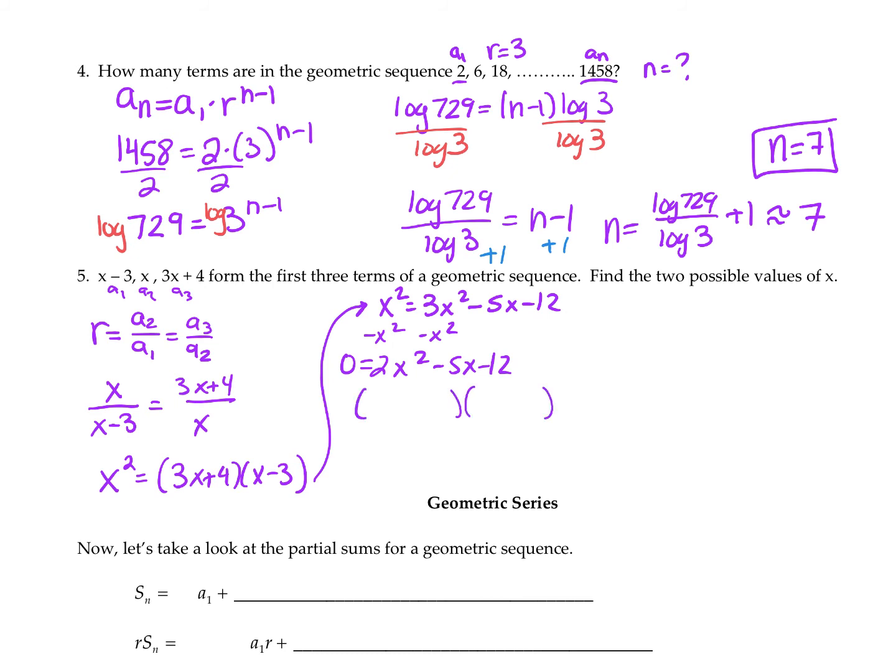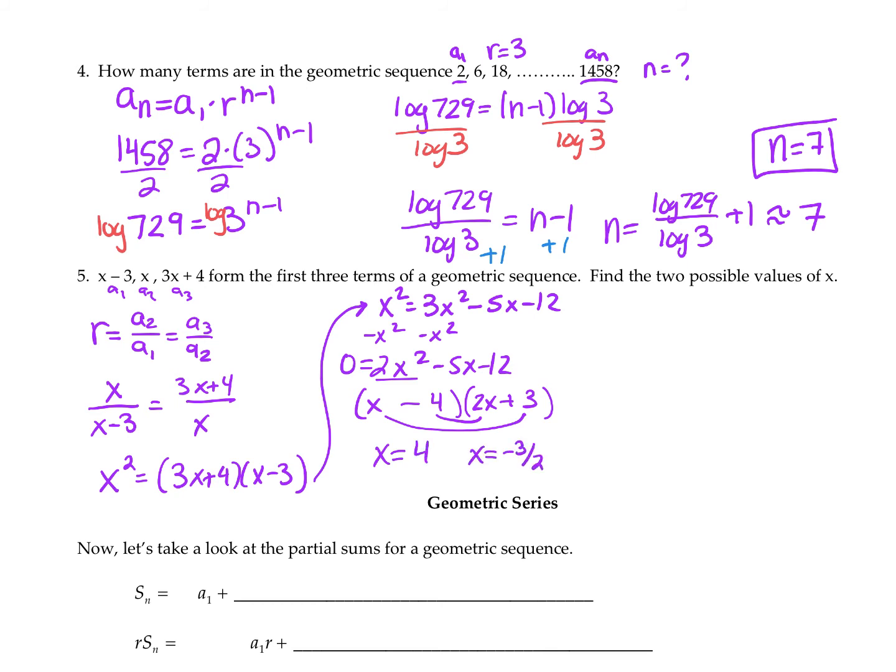So I need to factor this. So if I have 2x squared, I know that my first two terms have to be x and 2x. Now I have to think about things that multiply to negative 12, and then I have to check it to make sure my insides add to negative 5. So let's try -4 and +3. So that would give me -8 and +3, which would give me -5. So that means I'm going to get solutions of 4 and -3/2.